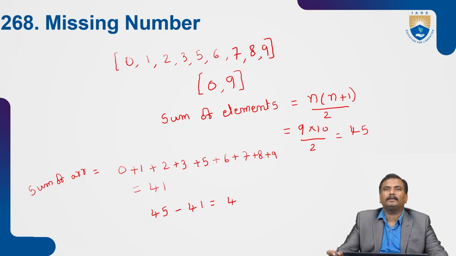First we calculate the sum of n natural numbers, and after getting it, we add the elements in the array, and then take the sum of n natural numbers minus the sum of array elements. That gives us the number which is missing. Okay, this is the way we need to proceed.